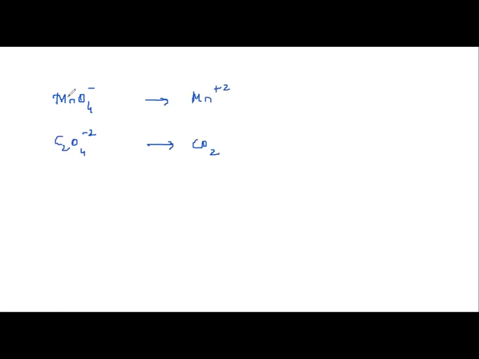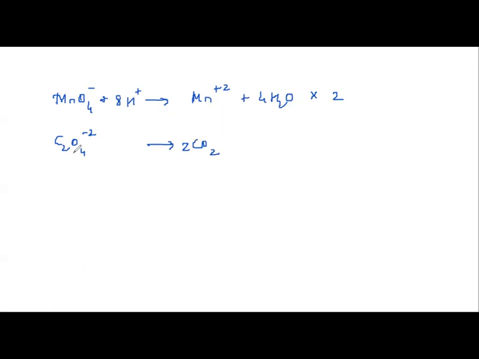Here, Mn is balanced. Carbon, I will write 2 CO2. You will not sit doing this stepwise; directly you can go. Oxygen you want to balance, so you will write the required number of water molecules, 4H2O. To balance hydrogens, here you will write 8H plus ions. Now balance the charges. Here minus 1 and plus 8 make 7 charges. This side you have 2 charges, plus 2. So to balance, I have to multiply this by 2.